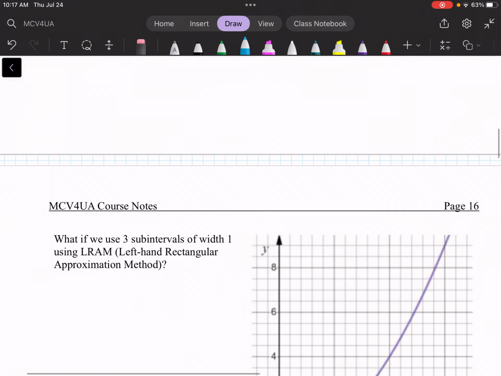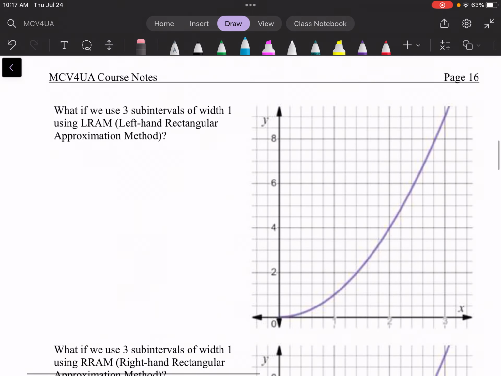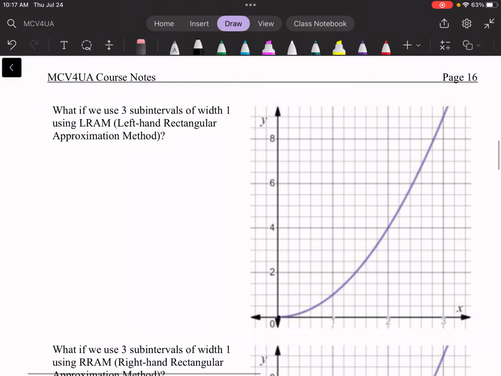In our first instance, we use 3 subintervals of length 1 using the left rectangular approximation method, also called LRAM for short. It takes the left-hand-most part of each subinterval. If we're using 3 subintervals of 1, I start at 0 and go to 1, then 1 to 2, and then 2 to 3. This will create 3 subintervals.